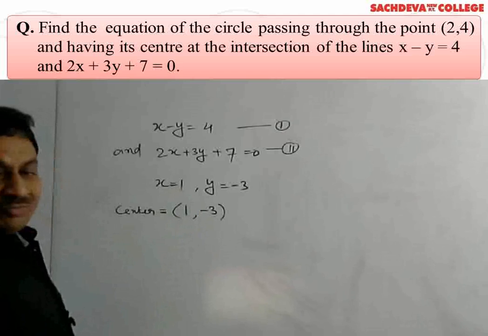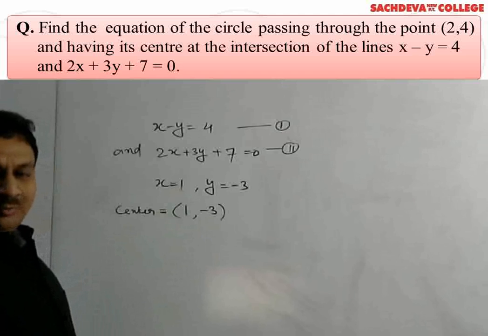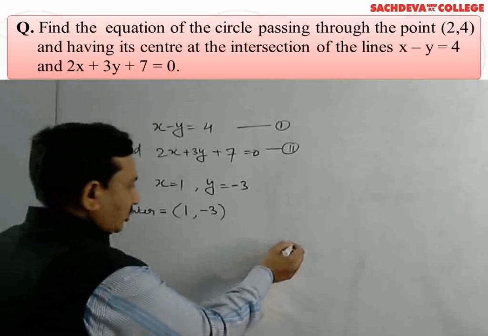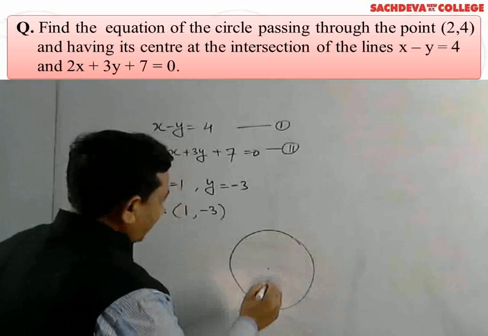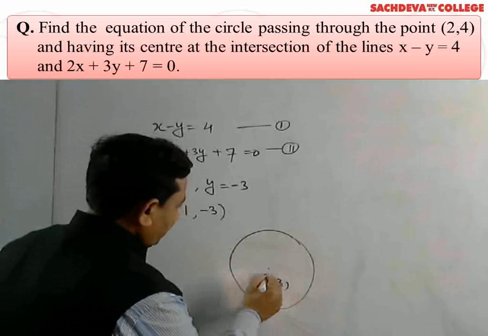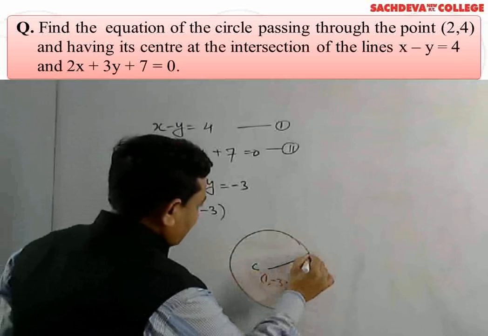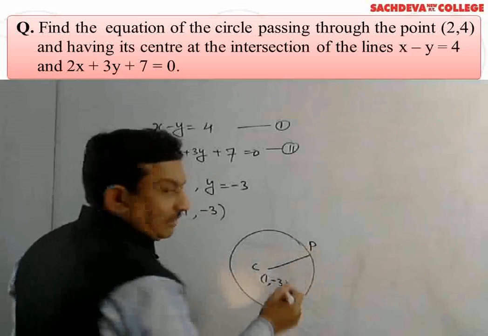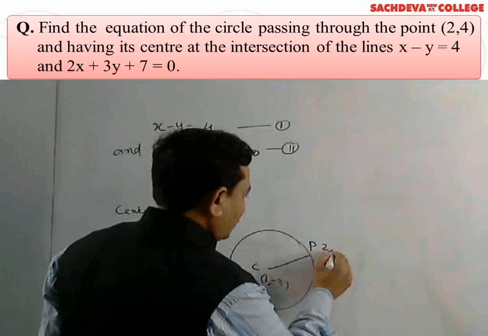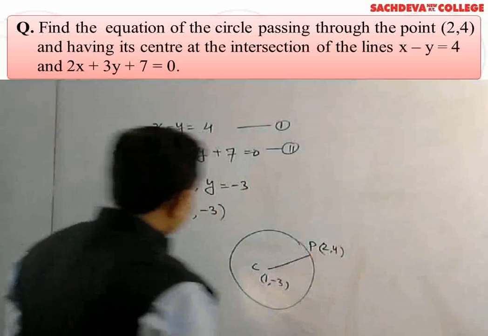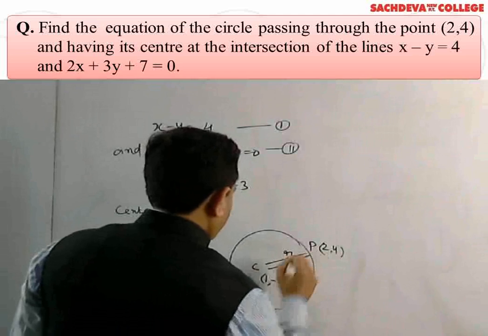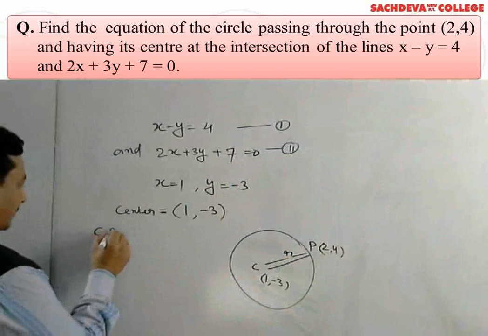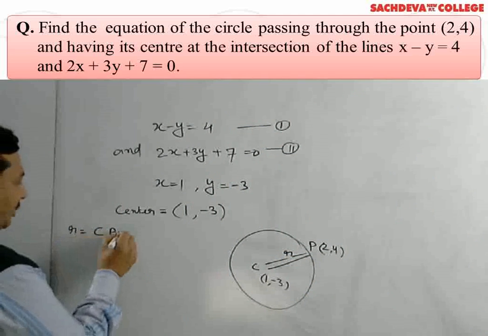And given that the circle passes through the point (2, 4). So the center is given here as (1, -3) and the circle passes through the point (2, 4). So CP will be equal to R, it means the radius of the circle.